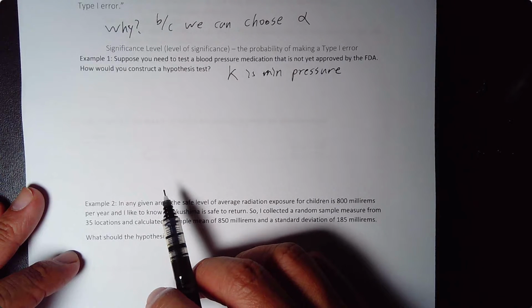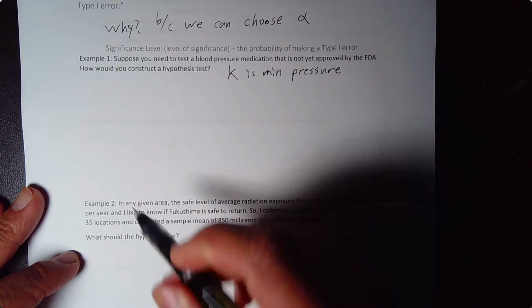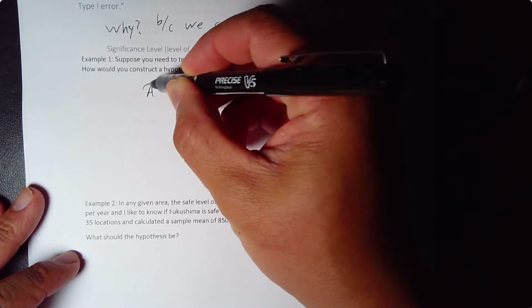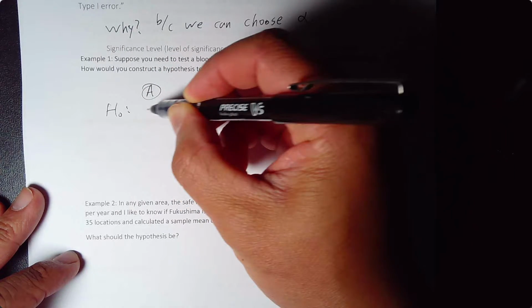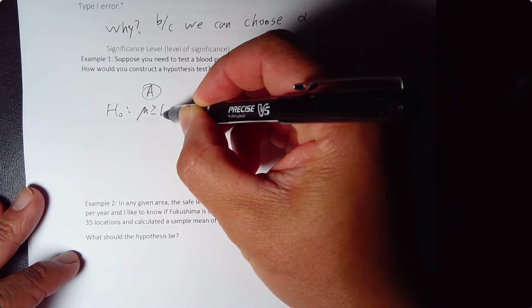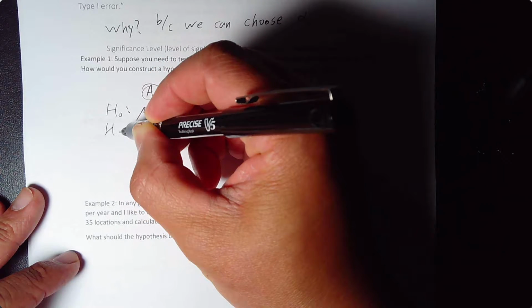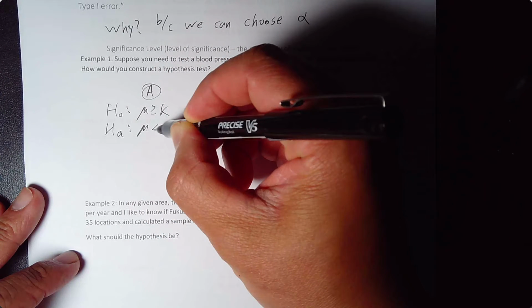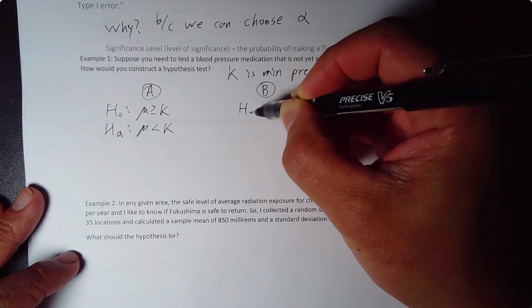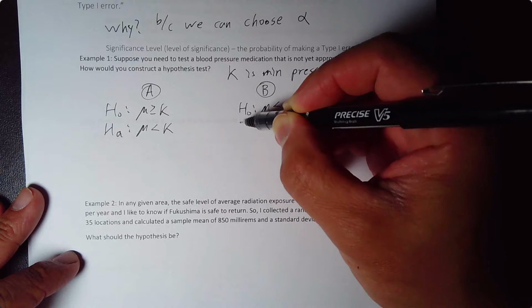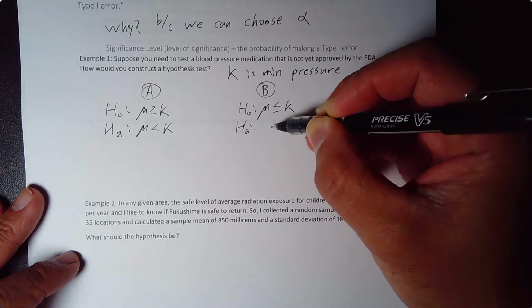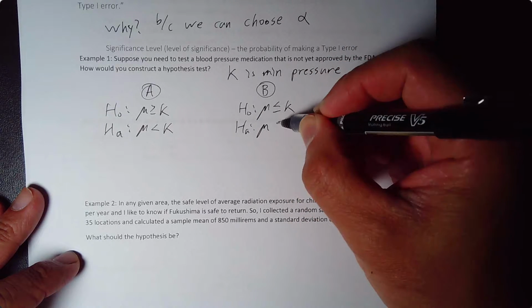Now, what we want to know is, does this blood pressure medication lower people's blood pressure below k? So I have two ways I can construct a hypothesis test. In the first, the null hypothesis is that mu is greater than or equal to k, so therefore the alternative is that mu is less than k. In the second, the null hypothesis is mu is less than or equal to k, and the alternative hypothesis is mu is greater than k.